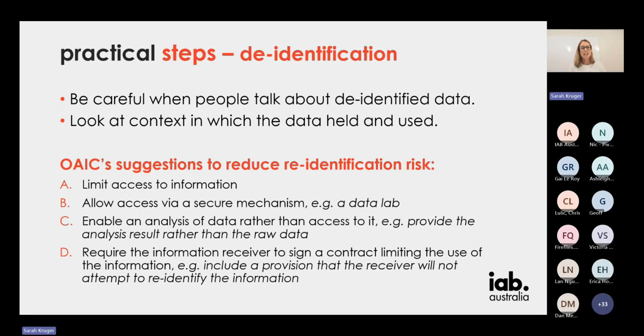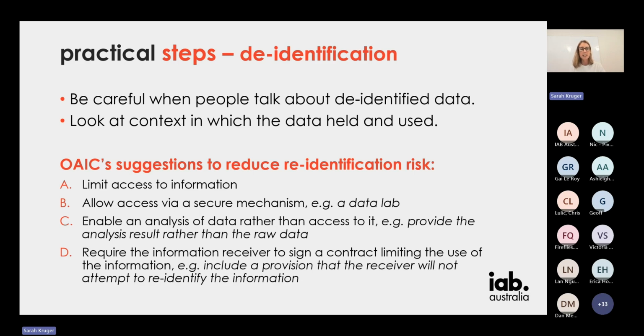Practical steps, de-identification. Be careful when people talk about de-identified data and look at the context in which the data is held and used. Now, the OAIC, the privacy regulator, has suggestions to reduce the re-identification risk. And can I just say, the OAIC website, I think, is an excellent resource. So it's always worth going there if you need detail or guidance. So they suggest limiting access for information, really good suggestion in all areas of privacy.